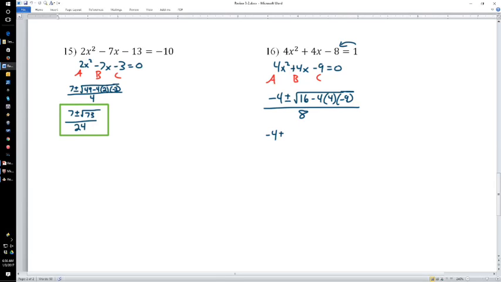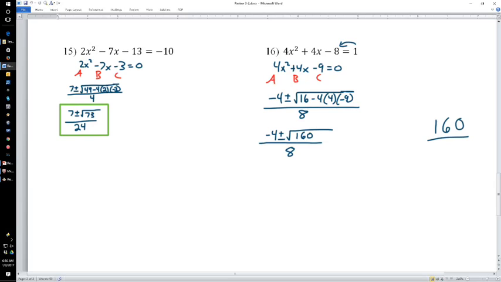Negative 4 plus or minus the square root of 16 minus 4. In this case, you add up everything under the radical, it gets to 160 over 8. And I'm pretty sure that's divisible by something. Not divisible by 121. This again. Just go over here and start plugging it out.